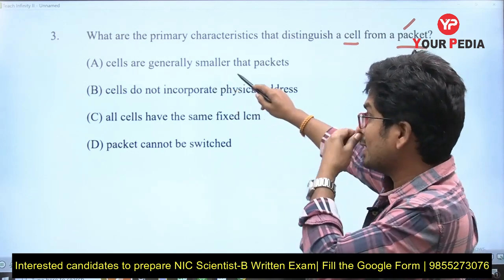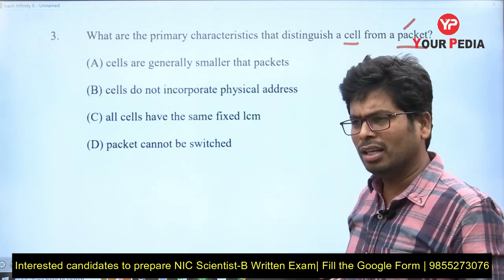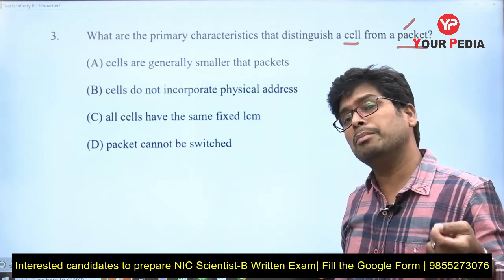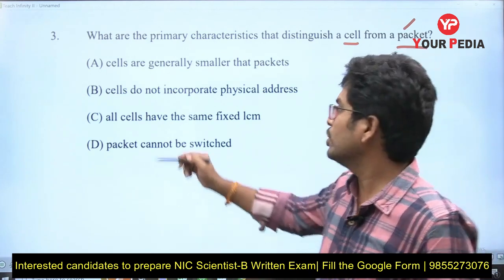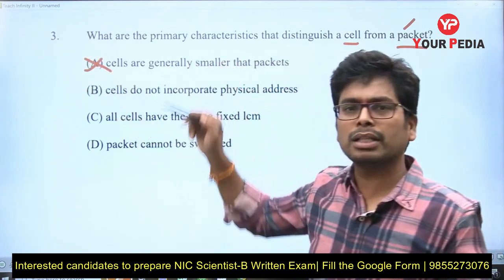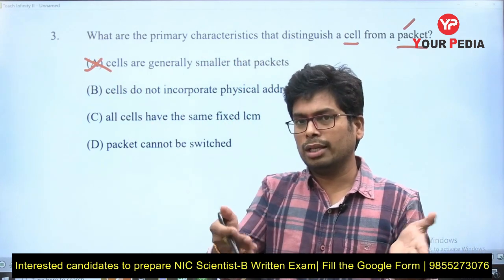So the first option is cells are generally smaller than packets. Sometimes a cell may be bigger than the packet. So this is not a right answer. It completely depends upon the semiconductor cells used in the electronic device.